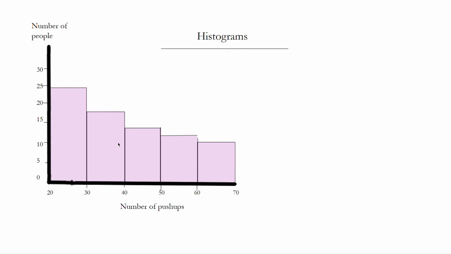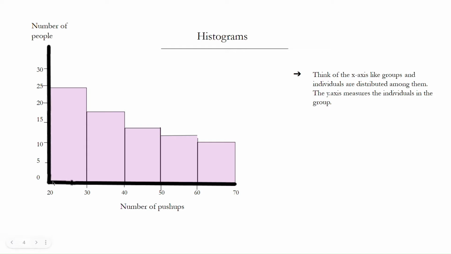Let's take this as an example of a histogram. So an easy way to look and understand a histogram is by thinking of the x-axis like groups. The number of push-ups is the thing that they're measuring, the x-axis here. So the people who can do 20 to 30 push-ups are one group, and the y-axis is the number of individuals in the groups. So 25 people are in that group. The people who can do 30 to 40 push-ups are in the second group, and around 17 people are in this group.